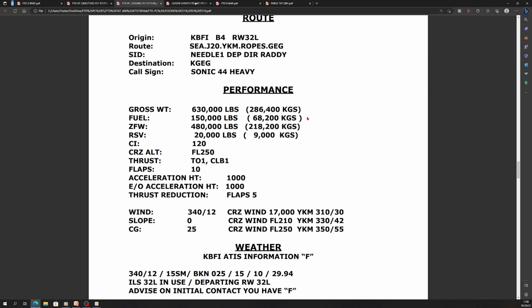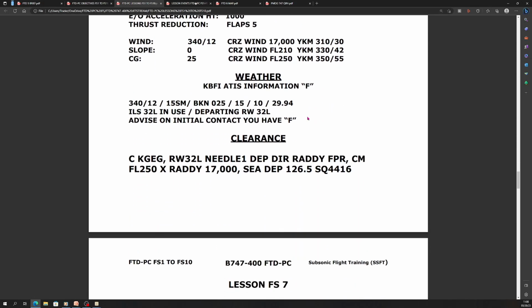And then the ATIS will be information Foxtrot, 340, 12 knots, 15 statute miles. Broken skies at 2,500 feet, temperature 15, dew point 10 Celsius, altimeter 29904, departing runway 32 left, and the information will be Foxtrot. Our clearance, when we get it, in this case we will have already gotten it since we're starting with the engine start.